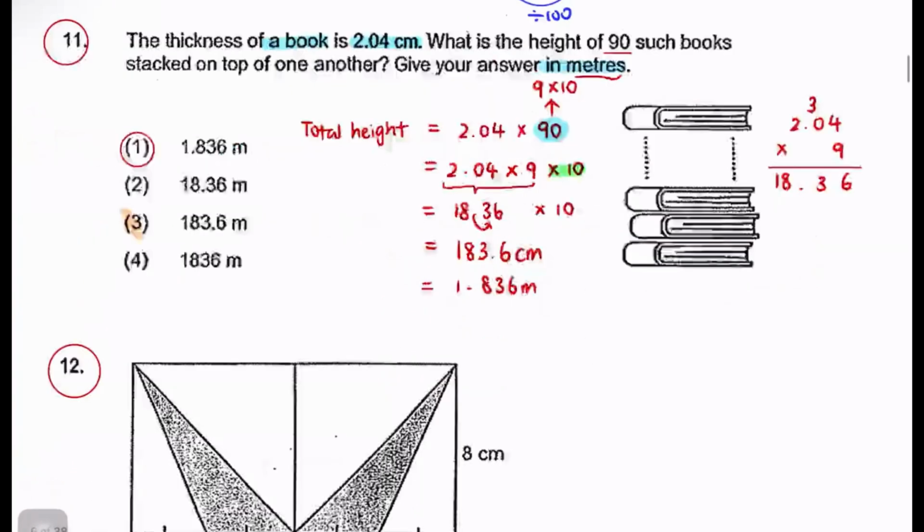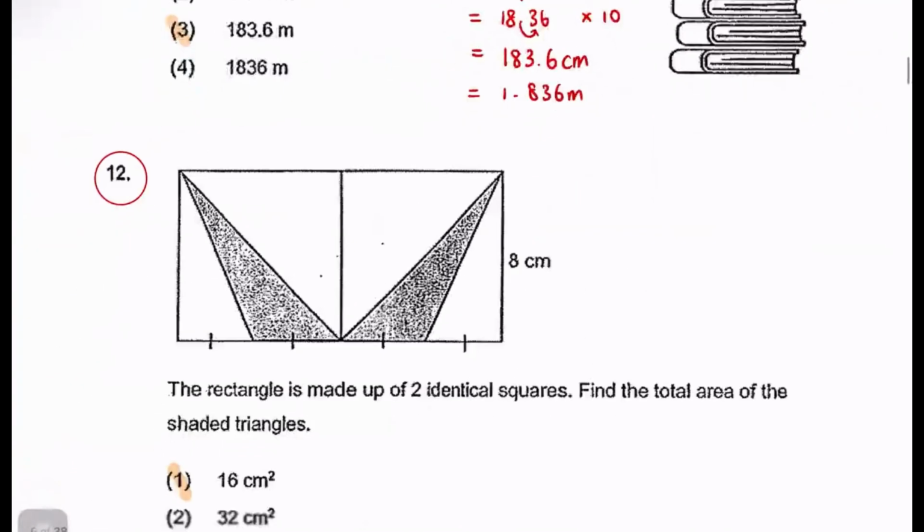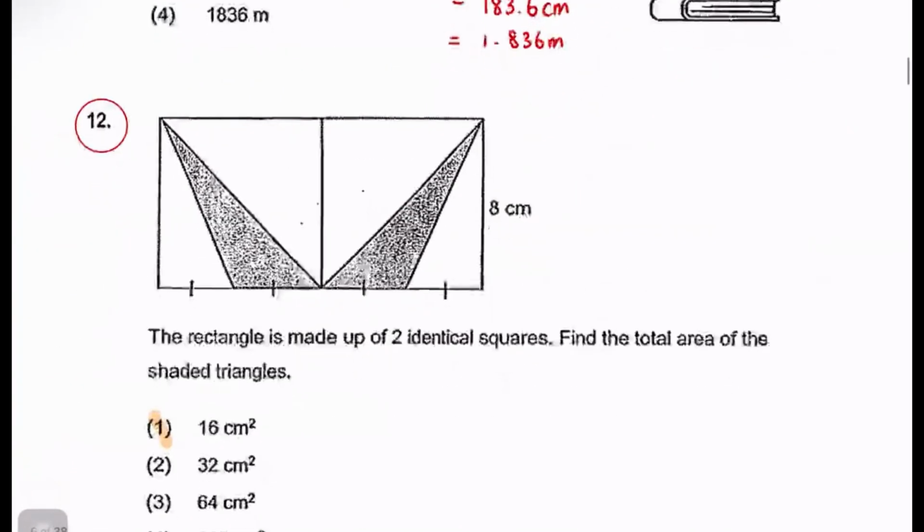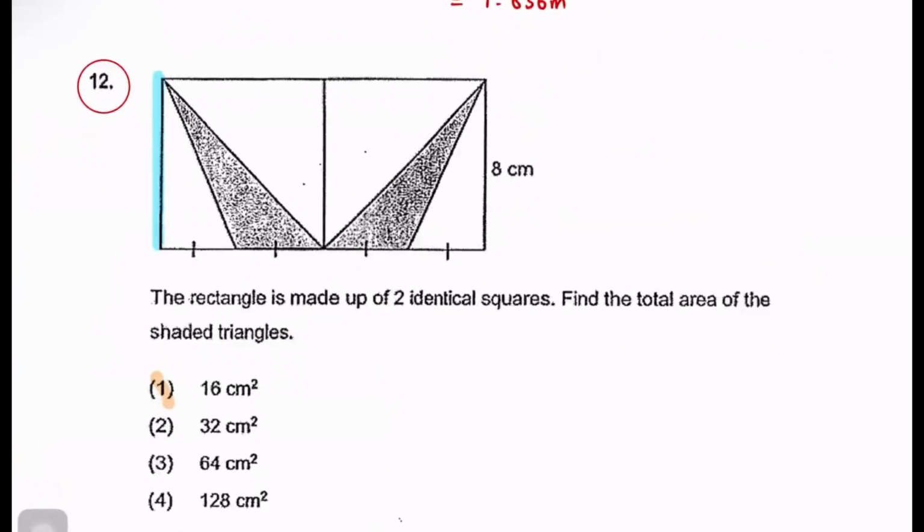Okay, question 12. The rectangle is made out of 2 identical squares. You can tell, right? This one is 1 square, this one another square. Hannah? Okay. Find the total area of the shaded triangles. Total area of shaded triangles.